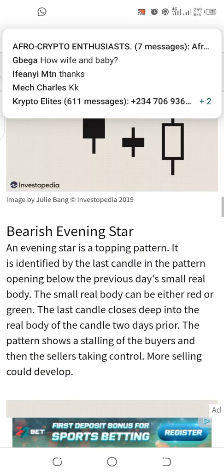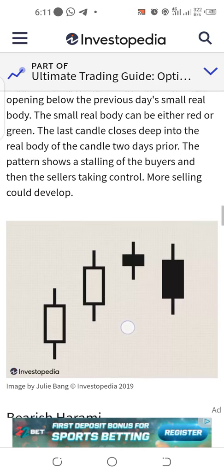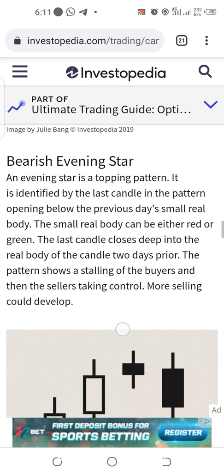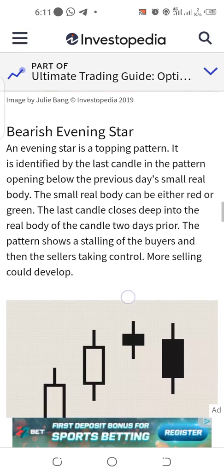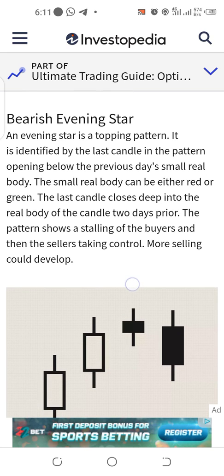Now we have the next one, the bearish evening star. Bearish what? Evening star. An evening star is a topping pattern. It is identified by the last candle in the pattern opening below the previous day's small body.